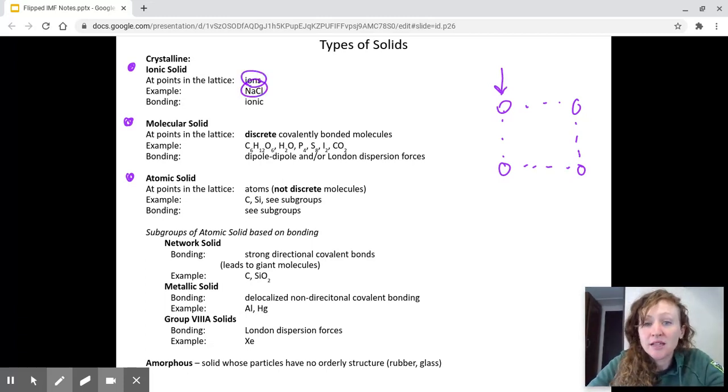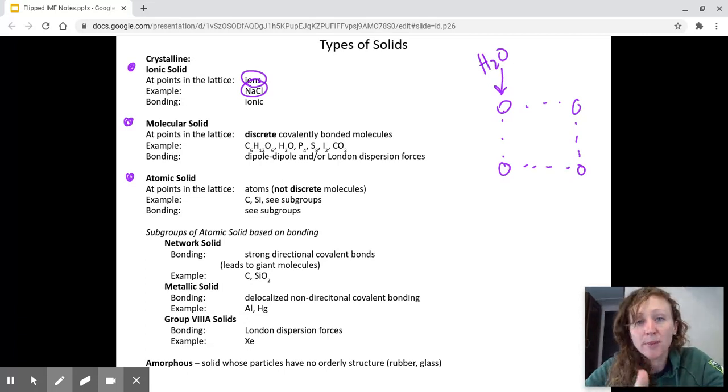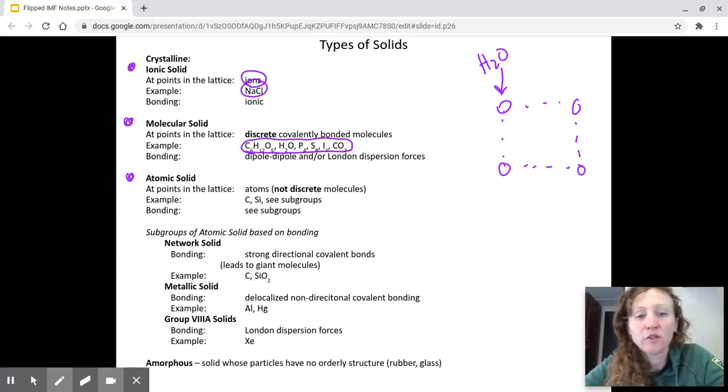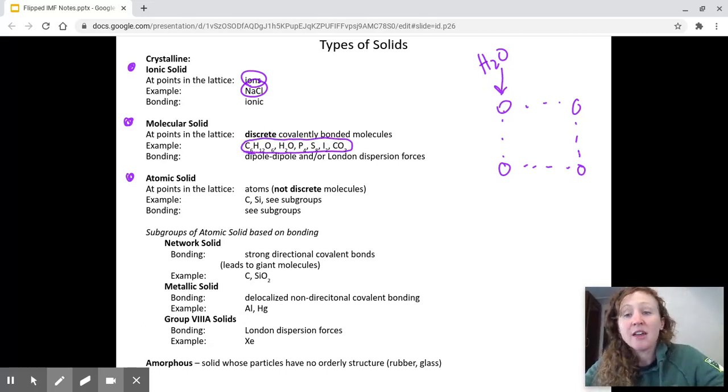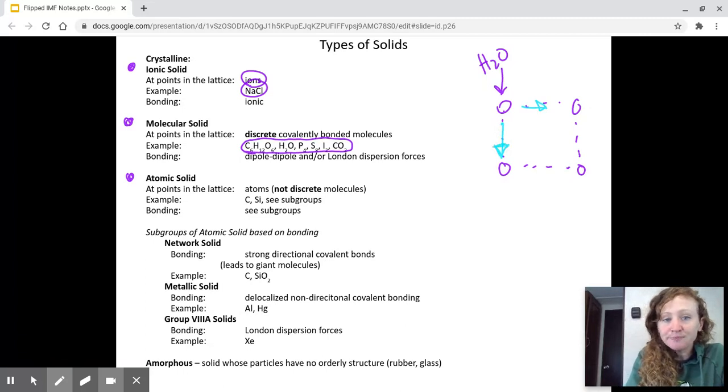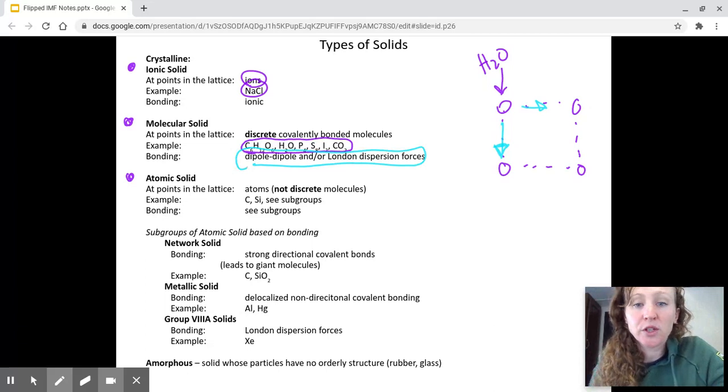In a molecular solid, the thing that's at the point in your lattice is actually a molecule, like H2O could be at one point in your lattice. This whole thing would be H2O, or carbon dioxide. And you can see a whole bunch of examples here. Sugars are in there, phosphorus, sulfur, iodine are in there. And the thing that is doing the attracting between these molecules is actually not a bonding force. It's either a dipole-dipole force or London dispersion force.